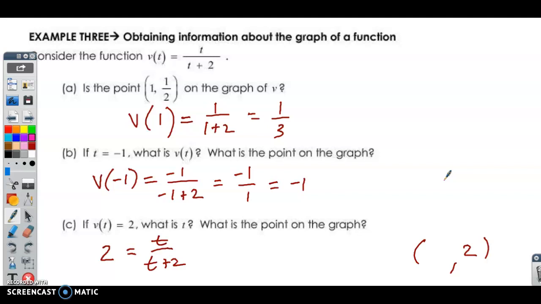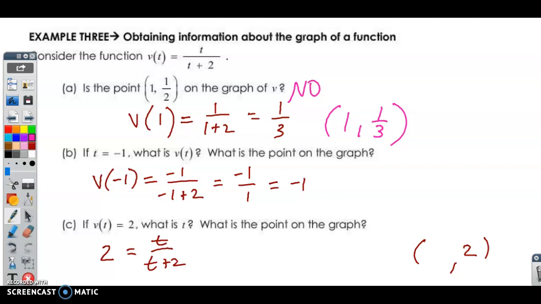Example 3. We're given a function here, v of t, and most of the time they use f of x, but sometimes, in physics, you'll see other variables. So v of t. Is the point 1, 1/2 on the graph of v? Well, we're going to plug in 1 for x or t and see what we get for y or v. So we do that and we get 1/3. That would mean the point would be at 1, 1/3, and that is not what they're asking. Is the point 1, 1/2 on the graph? So no, it is not.